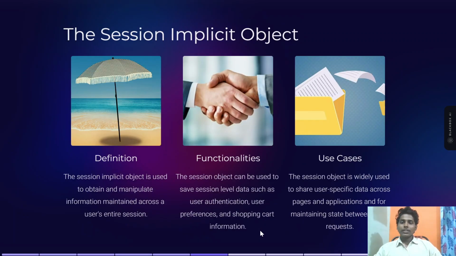Next, coming to the session implicit object. The session implicit object is used to obtain and manipulate information maintained across a user's entire session. Functionalities of the session implicit object: the session object can be used to save session-level data such as user authentication, user preferences, and shopping cart information. The session object is widely used to share user-specific data across pages and applications and for maintaining state between page requests.